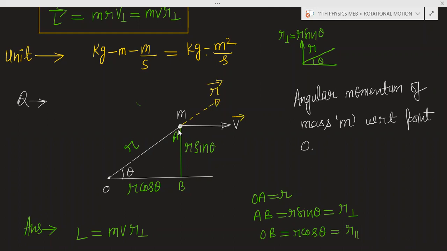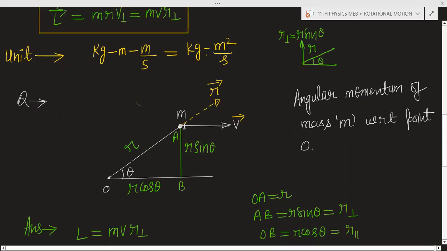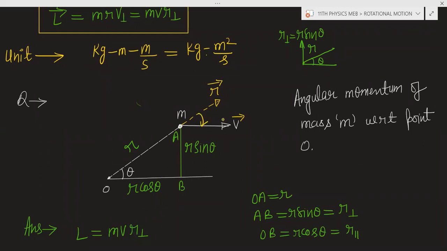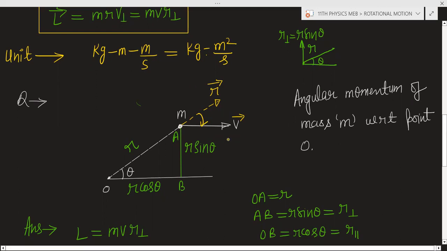So first take your right hand and point your four fingers towards the radius, this R vector, in such a way that you curl your fingers properly along the velocity, in this direction, clockwise. When you curl your finger, the direction of the angular momentum will be away from you, that is, inward.